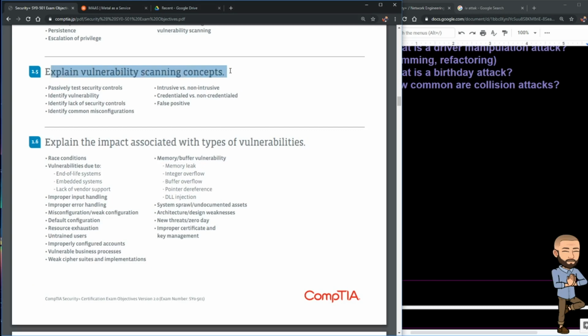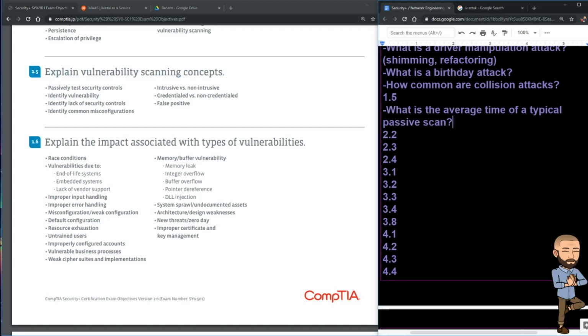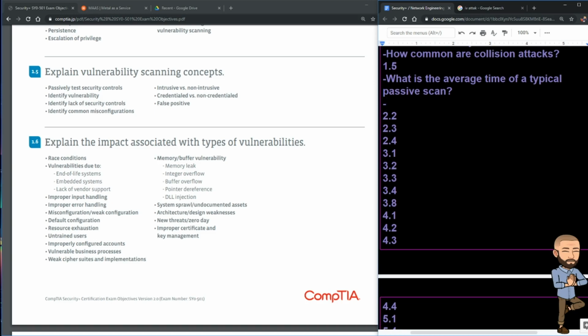Explain vulnerability scanning concepts. This is a rough question, but it helps me remember what a passive scan is. But what is the average time of a typical passive scan? Because that's one where you're kind of sitting and waiting for the system, the people, the computers to do something for you to see. And thus it's called passive. You're not doing anything to instigate or initiate them, but once they get going, you're looking for vulnerabilities.